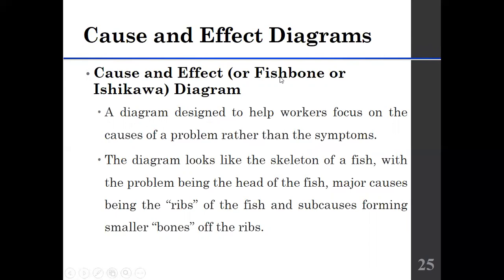Why do we call it the fishbone diagram? Because it looks like the skeleton of a fish, with the problem being the head of the fish, and major causes being the ribs of the fish, and subcauses forming the smaller bones of the ribs.